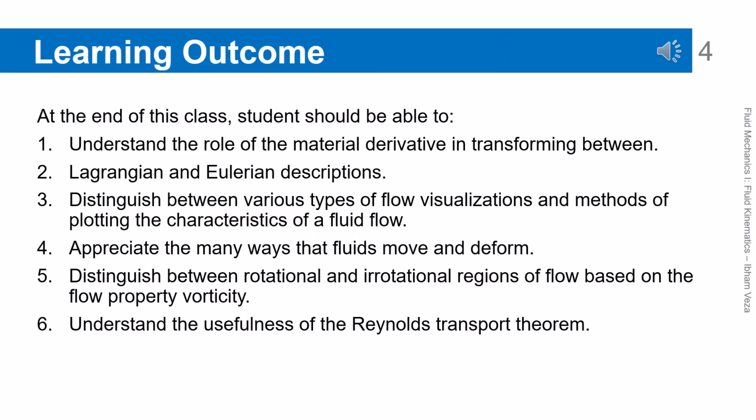Learning outcome. The learning outcomes emphasize the ability to understand two main ways of describing flow, namely Lagrangian and Eulerian approaches. Students are also expected to distinguish various flow visualization methods, such as streamlines, path lines, and streak lines. The concept of fluid deformation and the difference between rotational and irrotational flows are key topics. Vorticity is introduced as a measure of local fluid rotation. The Reynolds transport theorem is presented as a tool linking system and control volume analyses.